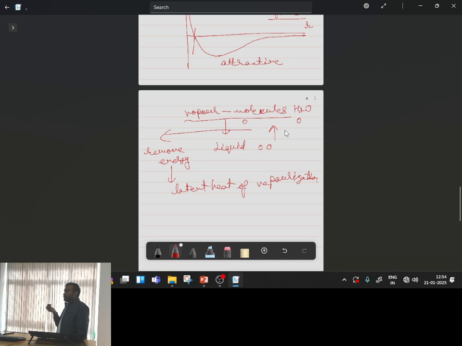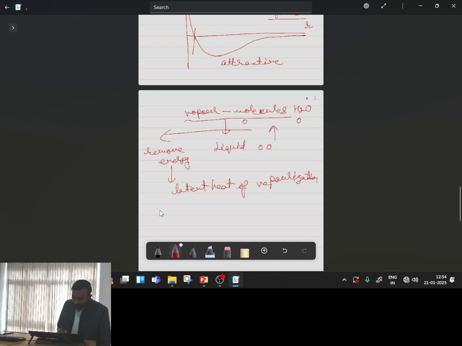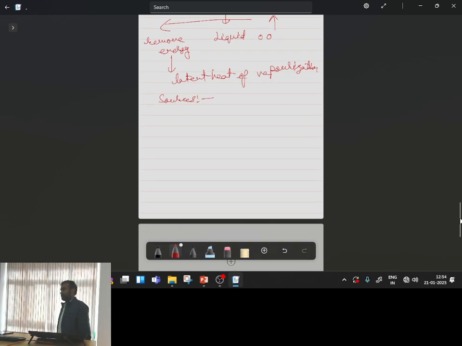Now, third important point. I mentioned that we have two types of forces: one short range and one long range, repulsive and attractive. Can you tell me what are the sources of these forces? From where are these forces coming and why are these forces coming in between the molecules?